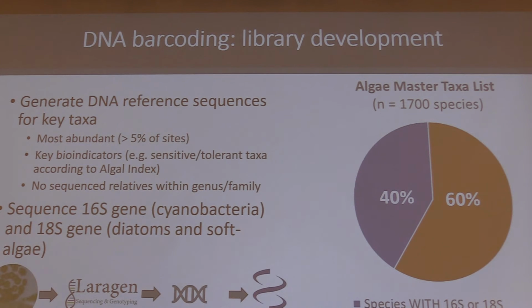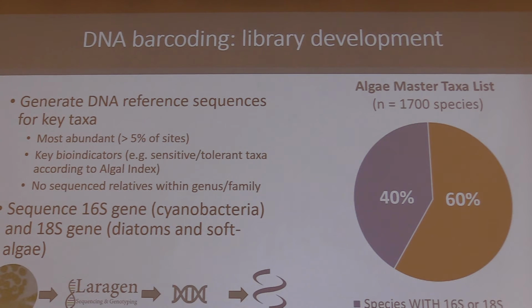Similarly, we have an analogous effort for stream algae, and this pie chart shows you, for the number of California algae taxa that we have in what we call our master taxa list, which is approximately 1,700 species. We combed through some of these big public repositories and saw that more than 50% of the taxa on our master taxa list currently lack reference sequences in the global databases.